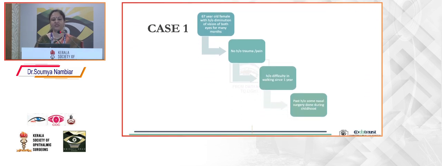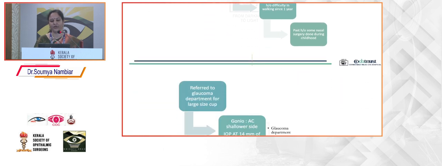So I had a case of a 67-year-old female. She came with a history of diminution of vision of both eyes since many months. Initially, she presented to the general ophthalmology OPD. There was no history of trauma, and a history of difficulty in walking since 1 year. And there was a past history of some nasal surgery during childhood.